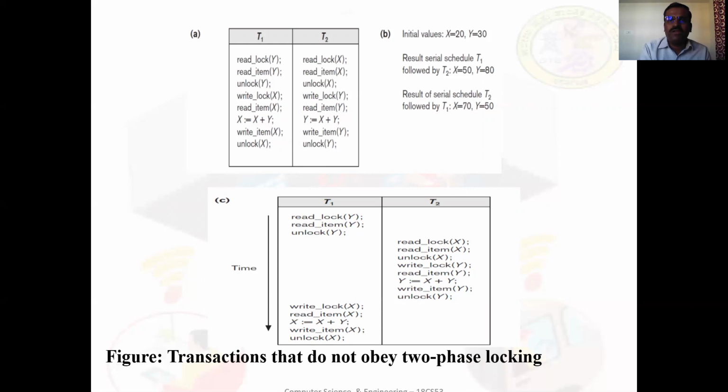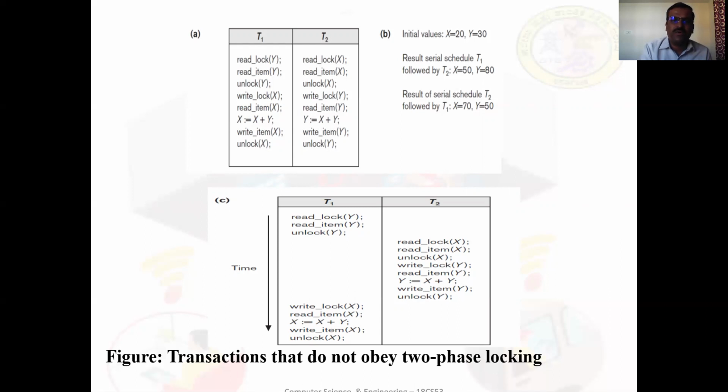T1 followed by T2. Then T2. Read_lock of X, read_item X. What is X here? 50. X is 50. Unlock X.